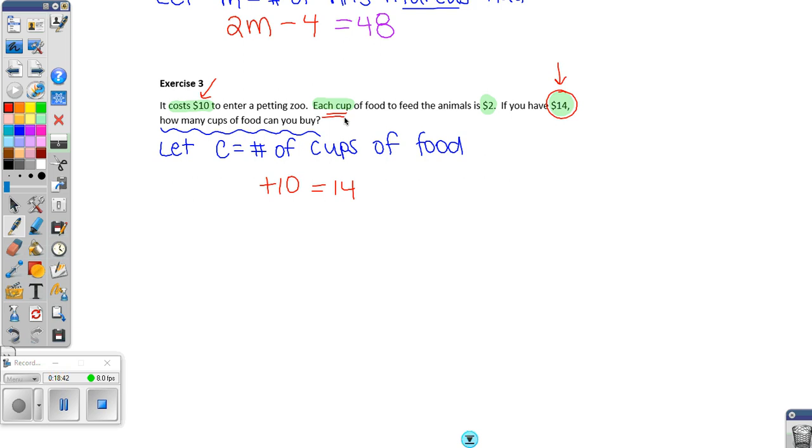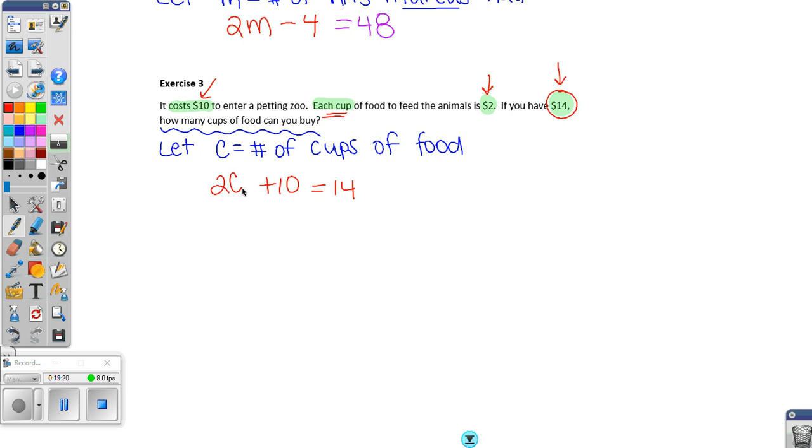So each cup of food is $2, meaning I could pay $2 several times. They didn't tell us how many times, so that's why we have to multiply. So we're going to say 2 times C, because we're adding the $2 fee multiple times. So 2 times C plus 10 is equal to 14. So that equation is going to allow us to calculate the number of cups of food that you can buy. So again, the final equation is 2 times C plus 10 equals 14.